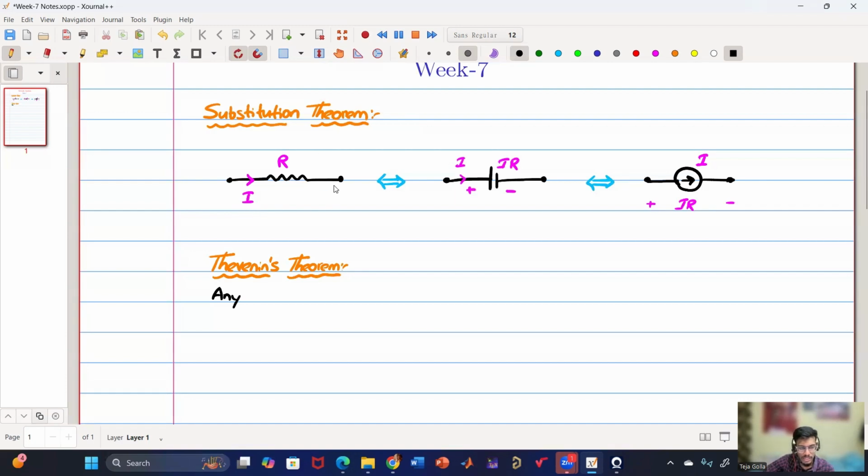If we consider these as terminals A and B, between A and B a current I is flowing and the voltage VAB is IR. So in all three cases it is valid. In the first case, VAB is IR and the current flowing is I. In the second case, VAB is IR and the current flowing is I. In the third case also, VAB is IR and the current flowing is I. So we are not violating KCL or KVL, but we are representing it in a different way. The voltage is IR, current is I.